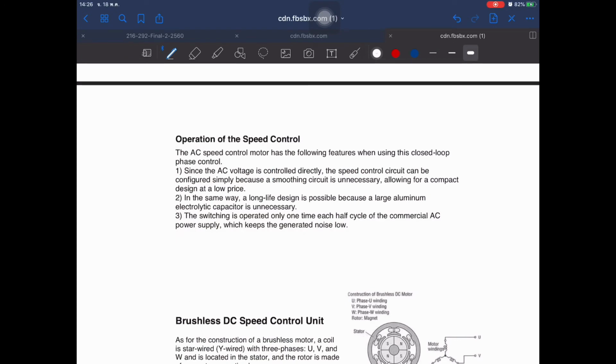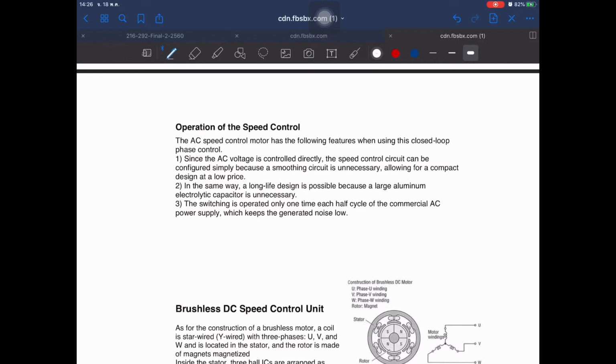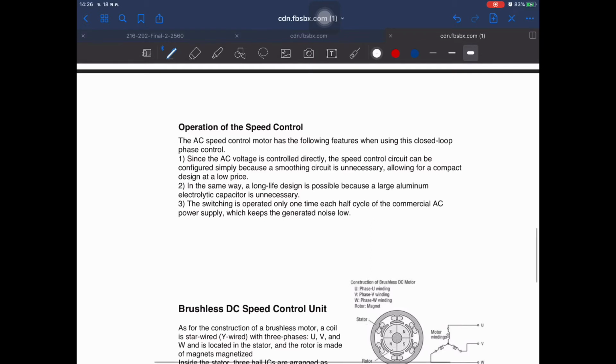And this one shows the operation of the speed controller. The AC speed controller motor has the following features when using this closed loop phase controller. The first one is since the AC voltage is controlled directly, the speed controller circuit can be configured simply because a smoothing circuit is unnecessary, allowing for a compact design at a low price.